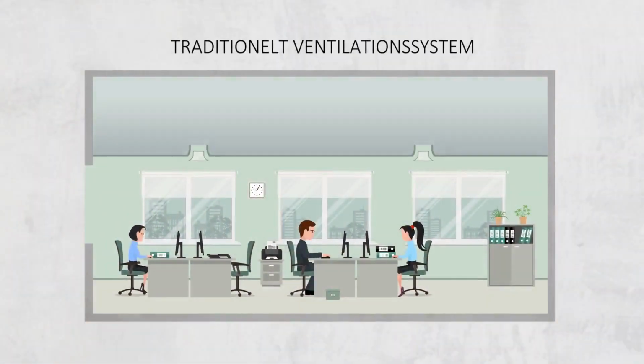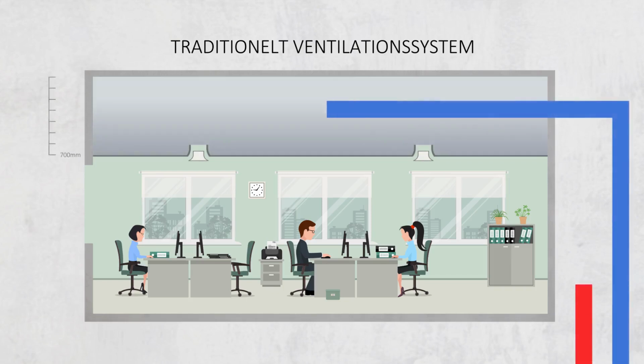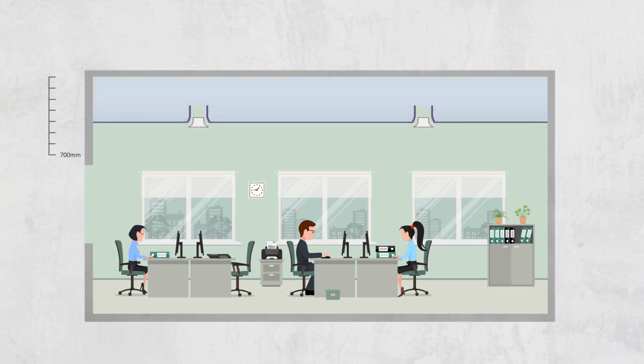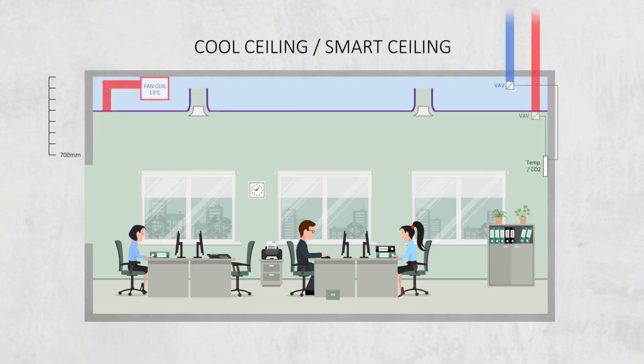Traditional ventilation systems consist of a ventilation unit and ventilation ducts, connected to rooms with air diffusers attached to the duct system. It does require some space above the ceiling to install the ducts connected to the air diffusers. If you look at smart ceiling, there are no ducts above the suspended ceiling.